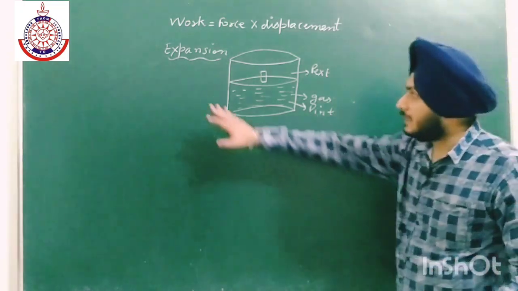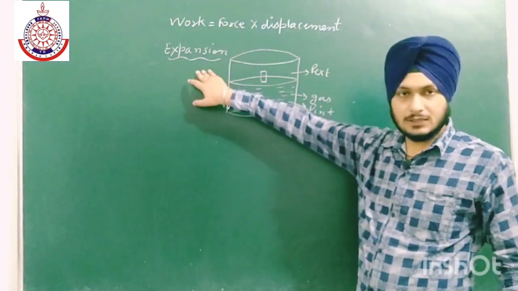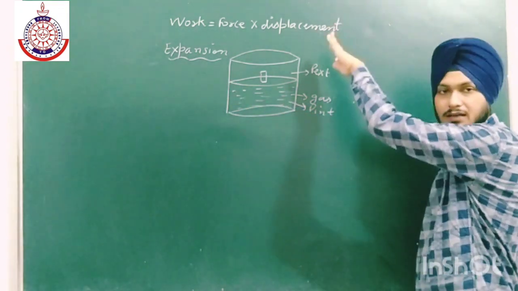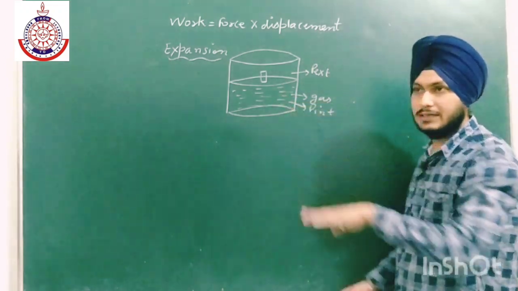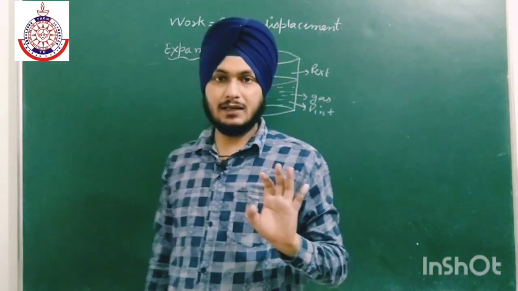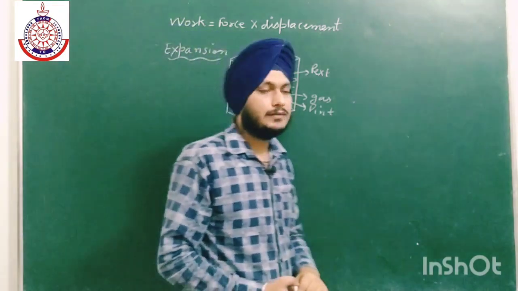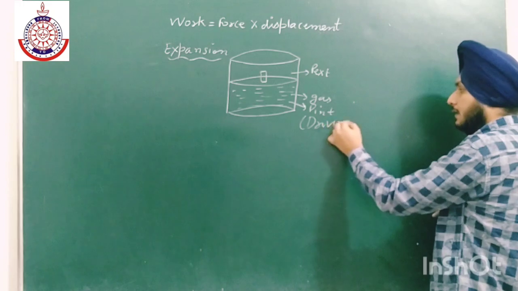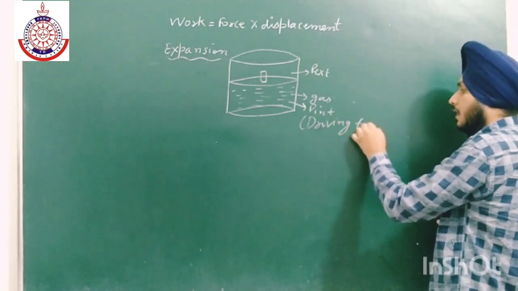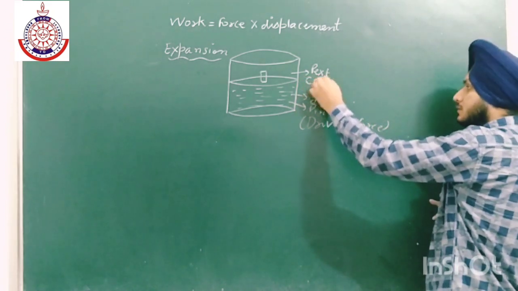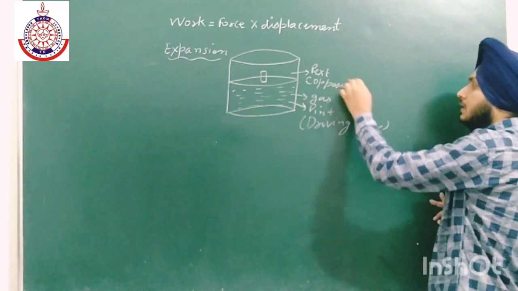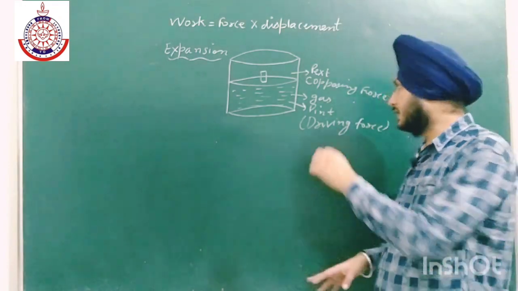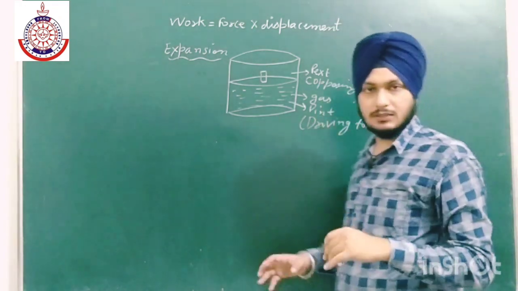Now in case of expansion, the driving force is P internal, because due to P internal the change will take place, that is why it is the driving force. And P external is the opposing force. In case of compression, P external will become the driving force and P internal will become the opposing force.